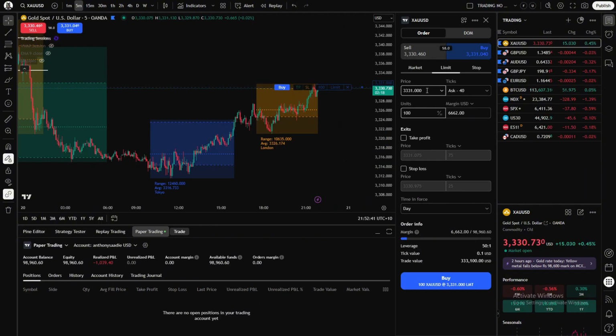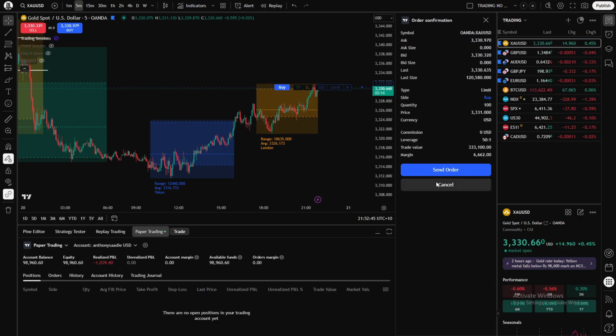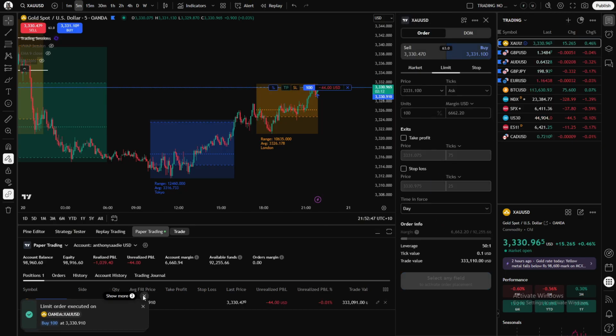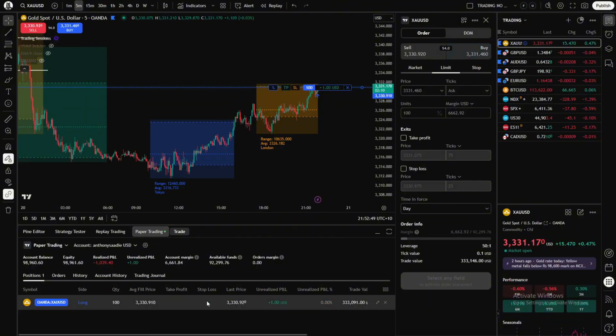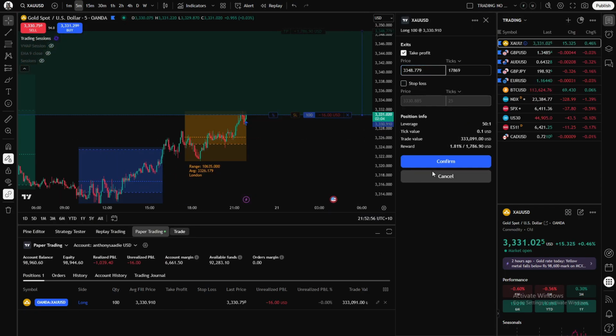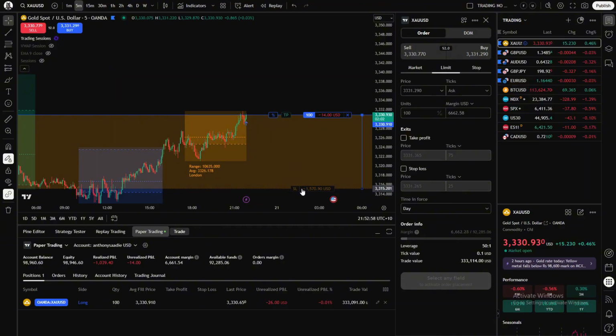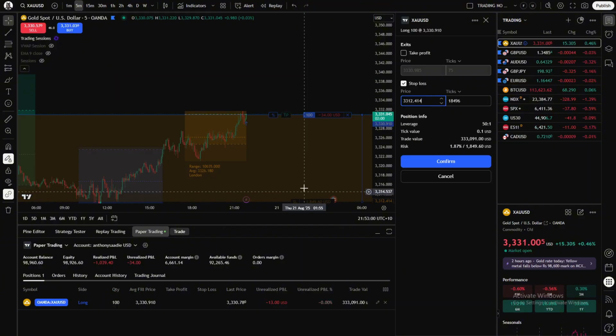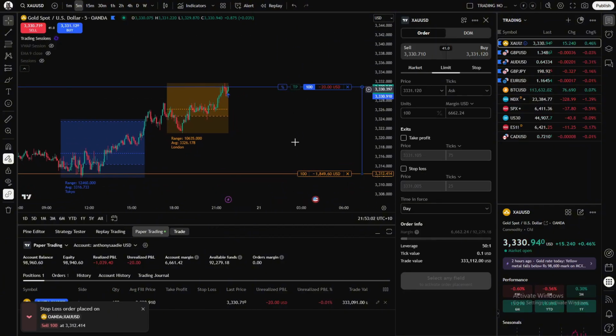You click trade. Say I want it to go up. Let's go for buys, and boom, send order, and then just like that we're in. So right now we're in a trade for gold to go up for the buys. You can set take profits wherever you want. Set a stop loss wherever you want. Say you want to stop it here. And that's it. That's how you use TradingView.